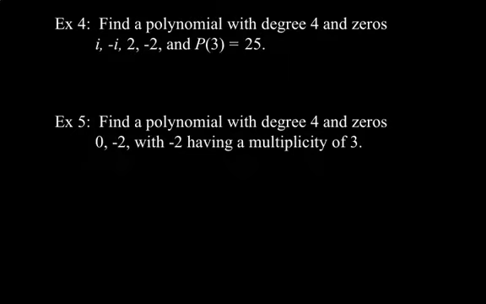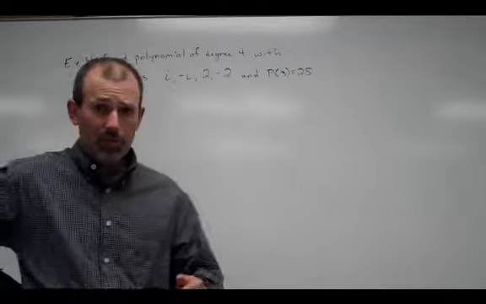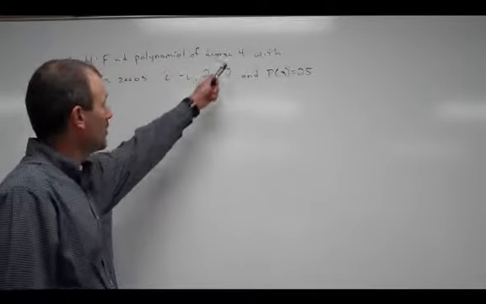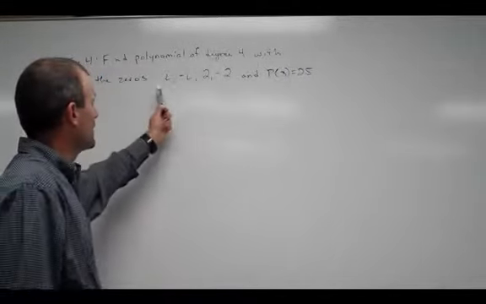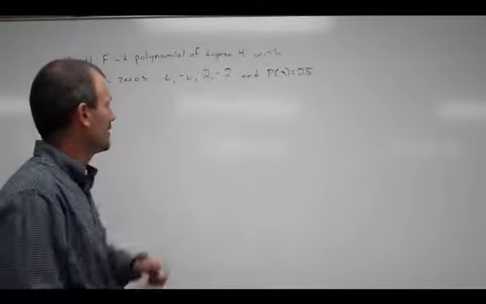Looking at examples 4 and 5, here we are going to go the other direction, where we're starting with the zeros and we're going to find a polynomial that fits this information. And we're going to do that for example 4 and for example 5. In example 4, we're asked to find a polynomial with a degree of 4 with the following zeros: i, negative i, 2, and negative 2.